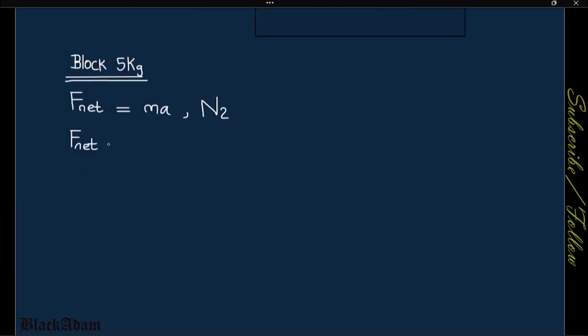So what we have now is force net equals force multiplied by cos 20 degrees, minus, because the friction is in the opposite direction, friction minus tension, equals ma.